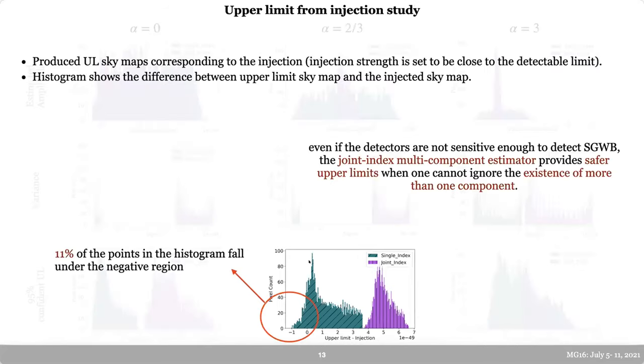So if we consider this alpha 2/3 case, we can see that a considerable amount of the points in the histogram fall under the negative region. This indicates that even though the single index estimate appears to provide a stronger upper limit, it violates the requirement for a 95% confidence upper limit, at least in certain generic cases, where more than 5% of pixels, here it is 11%, have an upper limit lower than the injected value. So this suggests that even if the detectors are not sensitive enough to detect a stochastic gravitational wave background, the joint index multi-component estimator provides safer upper limits when one cannot ignore the existence of more than one component.